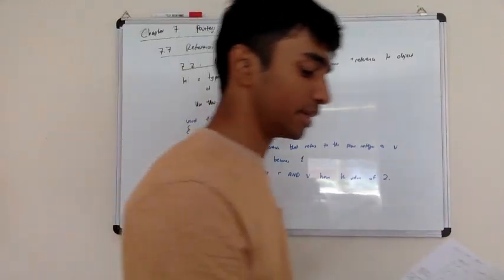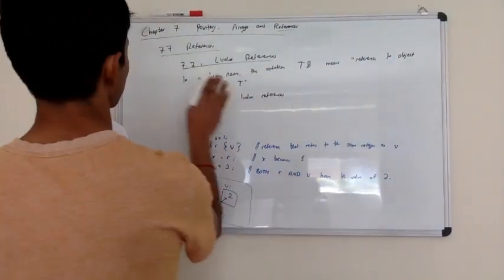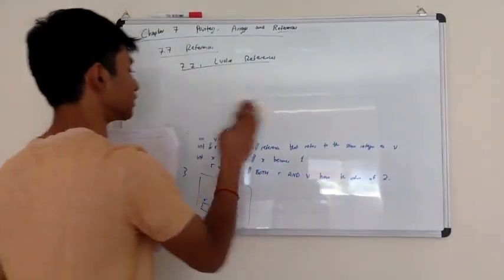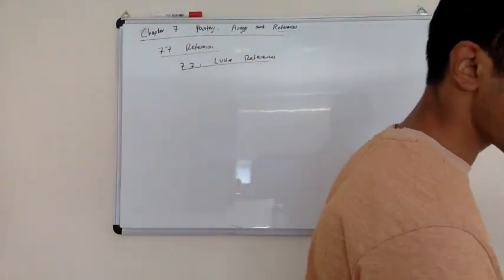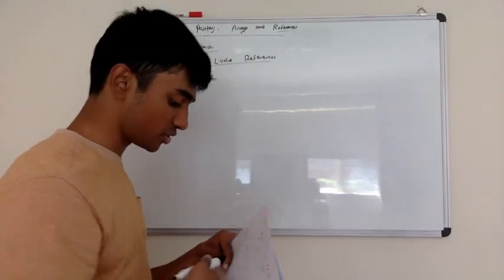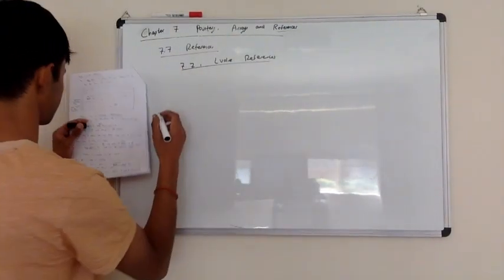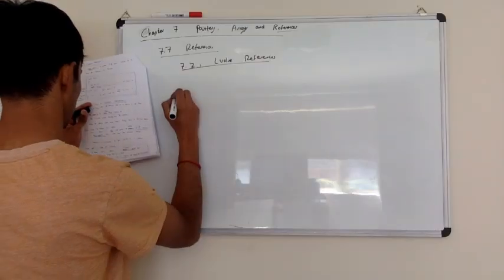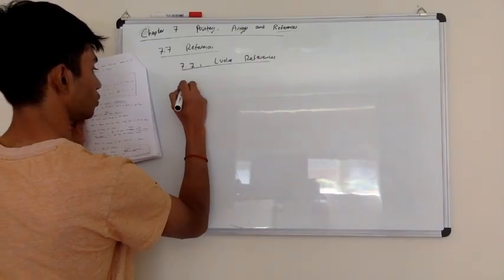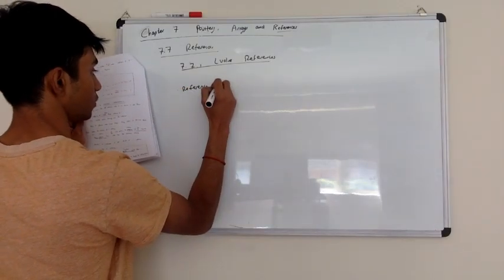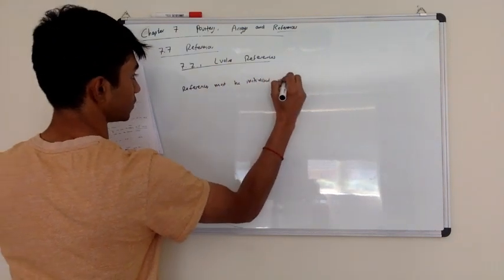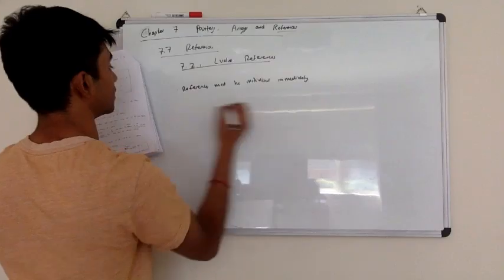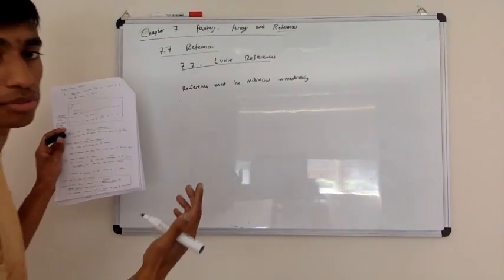References have to be initialized immediately. As we said before, once a reference is made, it cannot change what it refers to. And the advantage of that is you always know that a reference refers to an object. So references must be initialized immediately, because that maintains this guarantee that a reference will always refer to an object.